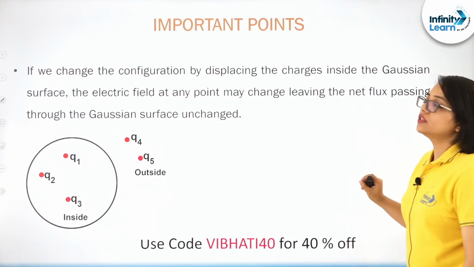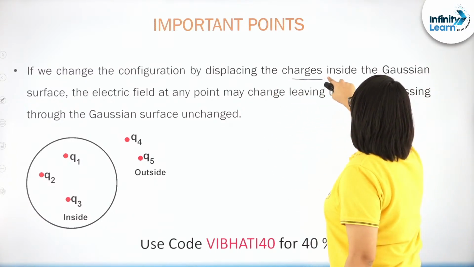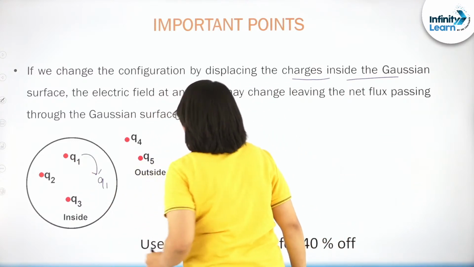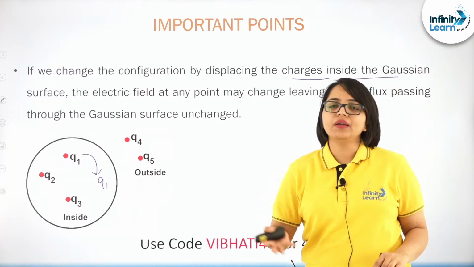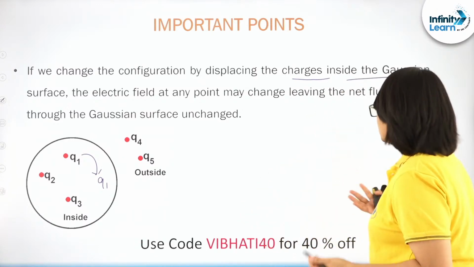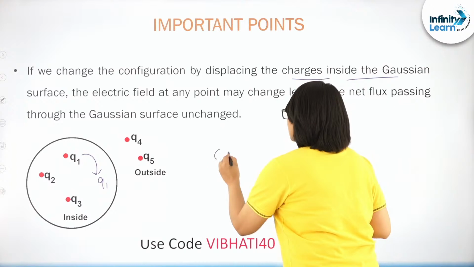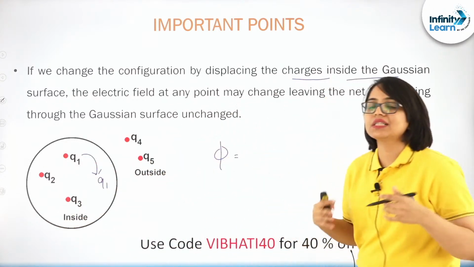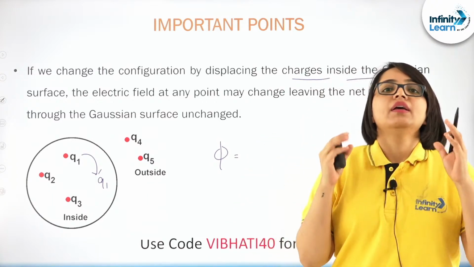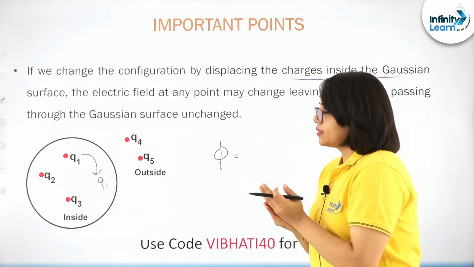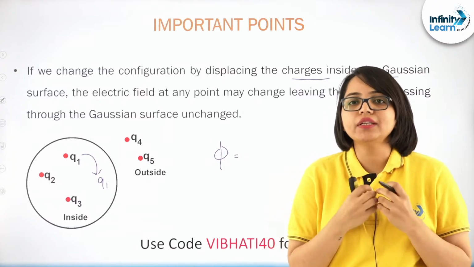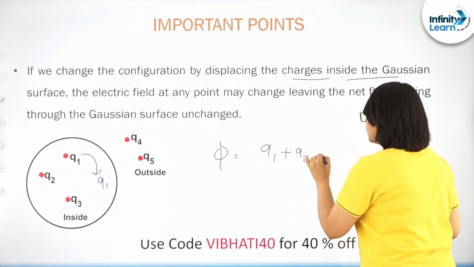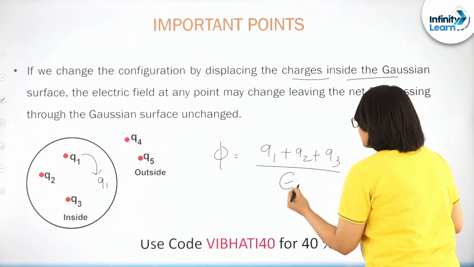Next is, if we change the configuration by displacing the charges inside the Gaussian surface. If you displace this Q1 from here to here, ठीक है, the electric field at any point may change, but the total flux passing through this surface will not change, because total flux depends on what? Total electric charge present inside the surface. It does not depend on the location of the charges, right? So total electric charge will be Q1 plus Q2 plus Q3 only inside the surface, divided by epsilon naught will be your flux.